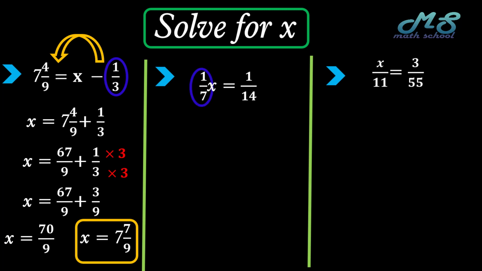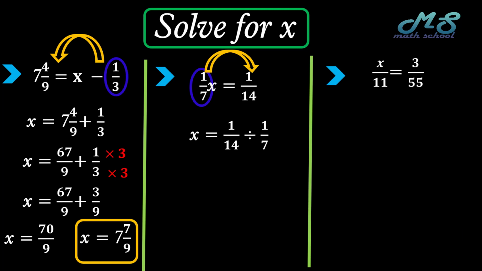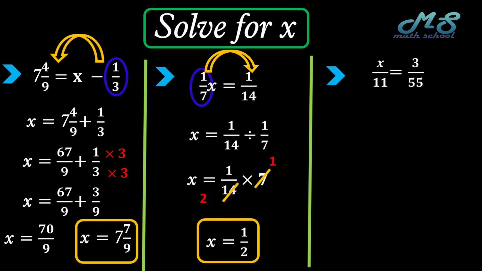Next, circle 1 over 7 and move it to the other side to be divided. Now x equals 1 over 14 divided by 1 over 7. Now multiply the first fraction by the reciprocal of the second one. We will get that x equals 1 over 14 times 7. Cancel out common factors. We will get that x equals 1 over 2.